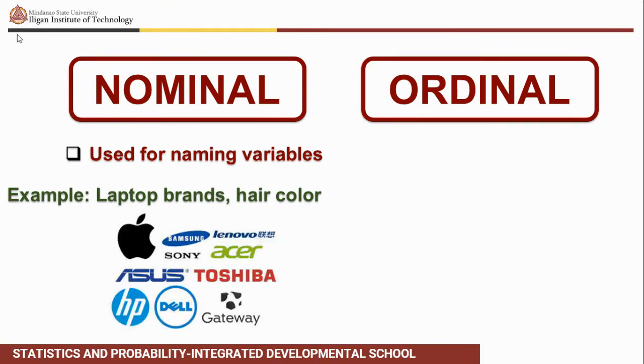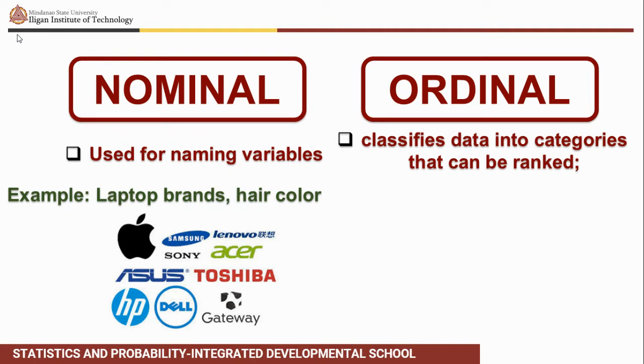For the ordinal level, it's almost the same as the nominal level. It is written in categories. However, it classifies data into categories that can be ranked. So therefore, it has its identity property and order property. Example of that is the t-shirt sizes, military rank.